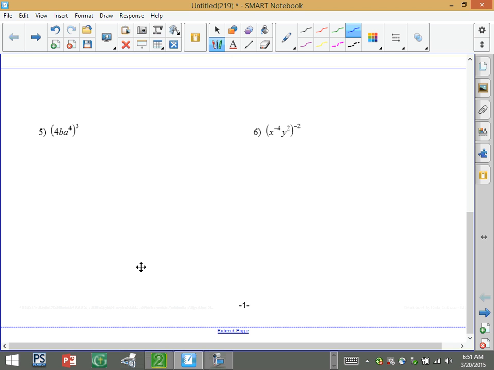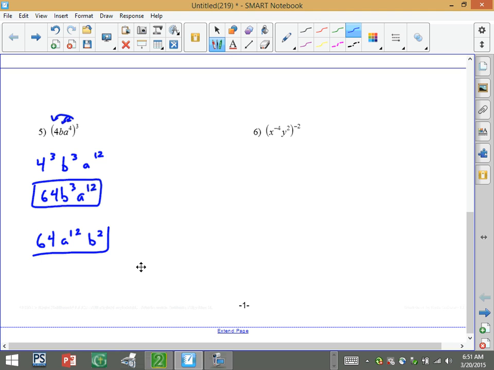Here we're using our power to power rule. Make sure you distribute that third power to all three pieces. We have 4 to the third, b to the third, a to the 12th. 4 to the third is 64, so go ahead and do that. So 64, b to the third, a to the 12th. If you're all about some alphabetical order, feel free to switch those, but these say the exact same thing.